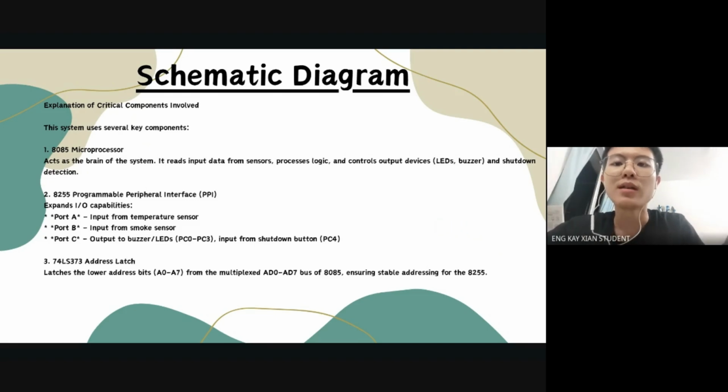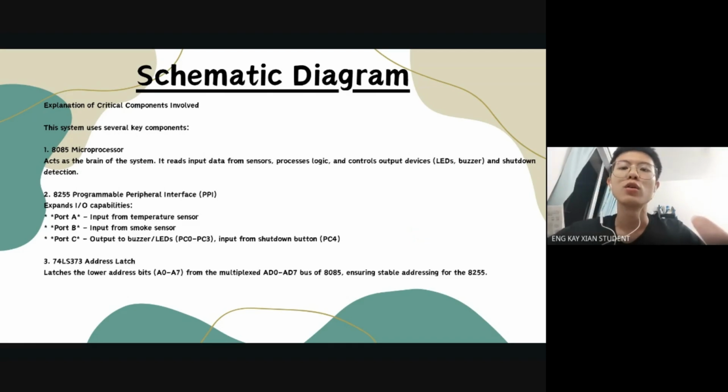The next thing is the address latch. Since the 8085 multiplexes its lower address and data bus, AD0 to AD7, this address latch is used to latch the lower byte of the address during address decoding. This ensures stable addressing of the 8255 during I/O operations.